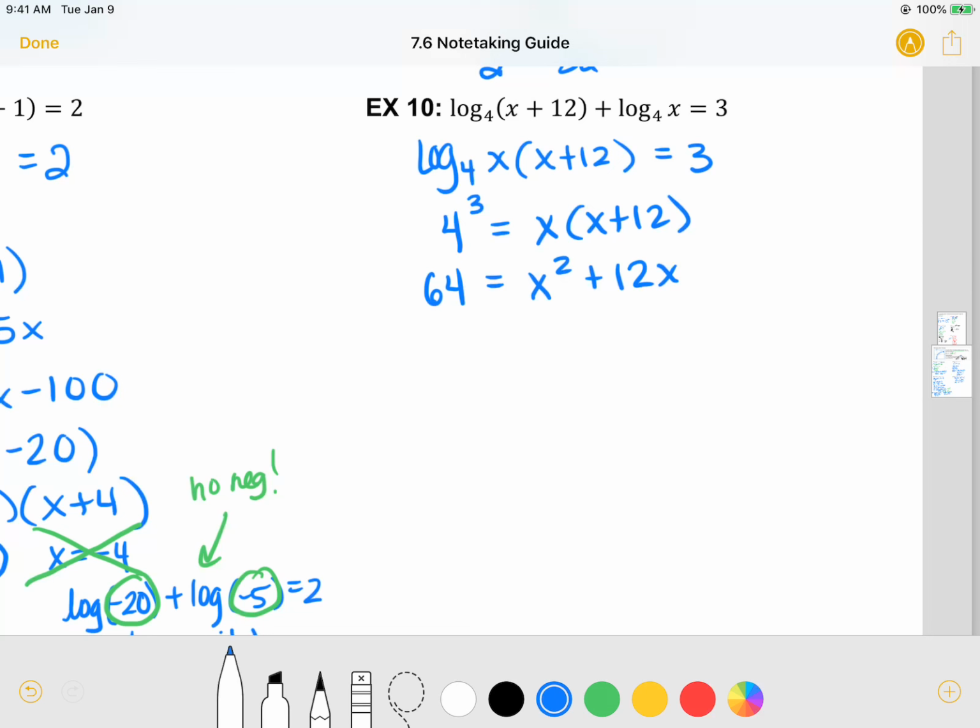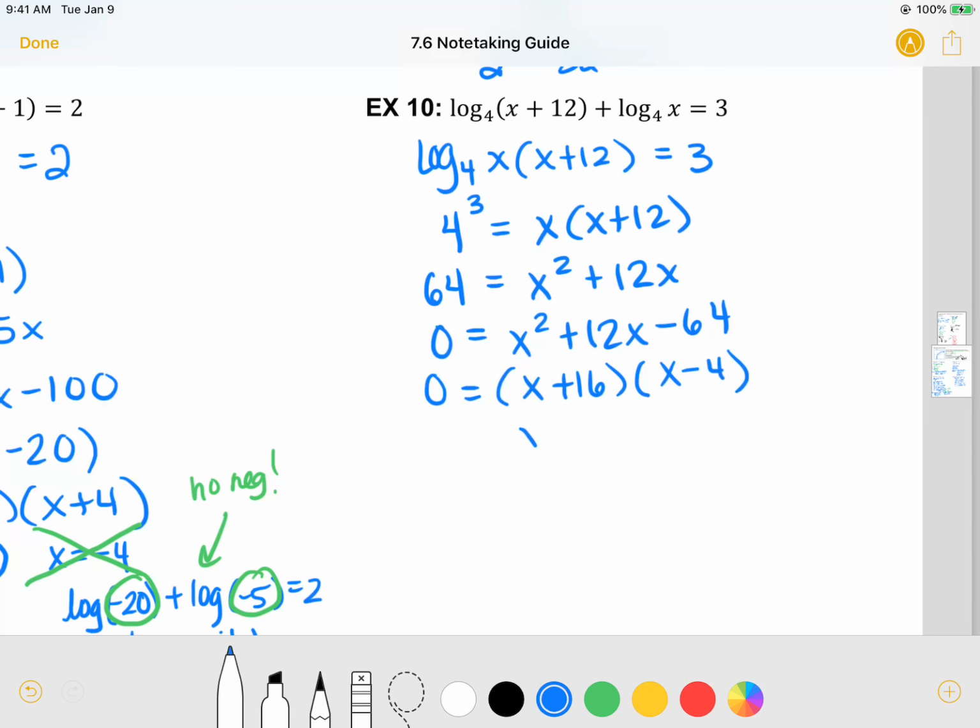Okay? Now again, we have a quadratic, so let's set it equal to 0 here. And now we factor. Okay? So we get factors of x plus 16 and x minus 4, which means that our answers are going to be either negative 16 and 4, one or the other, or maybe none of them. So we need to check our work.